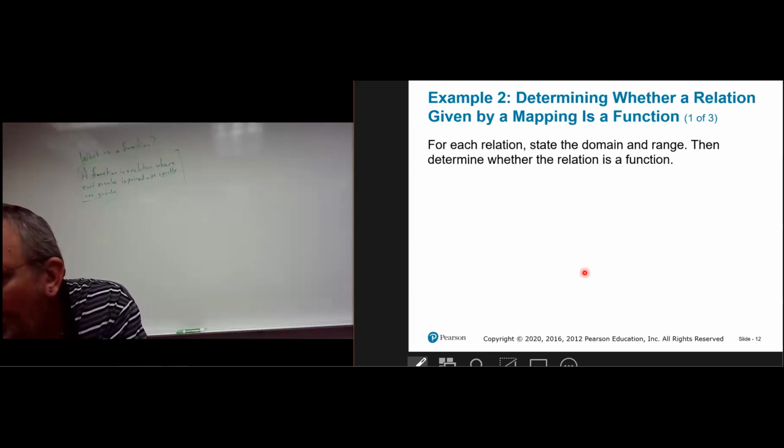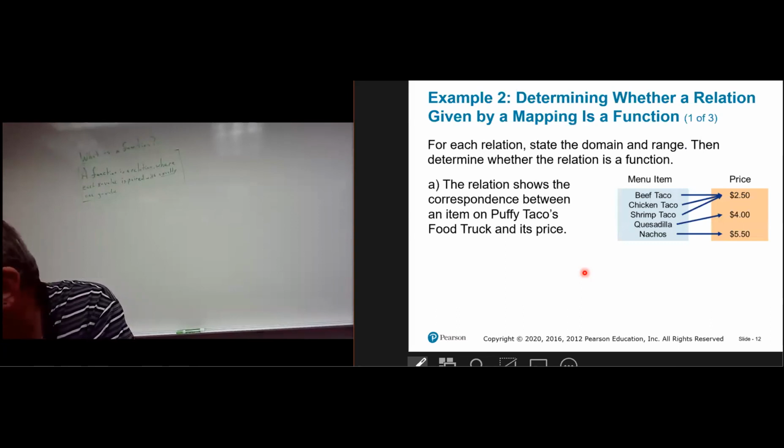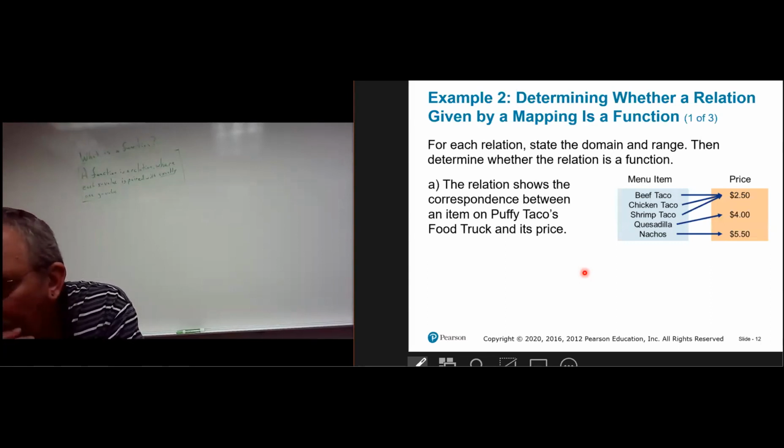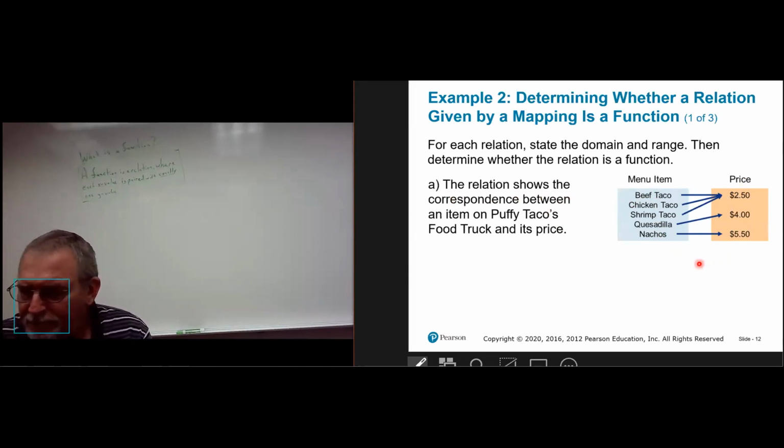Now, relation, if you're given a mapping, is it a function? So is letter A a function? Yes or no? All right. Here, letter A, we have a relation between the menu item and the price. Is this relation a function?